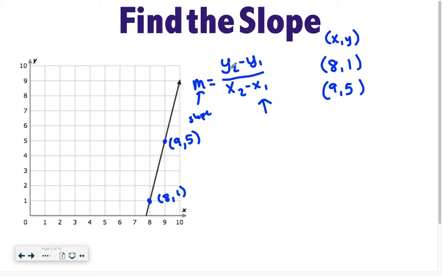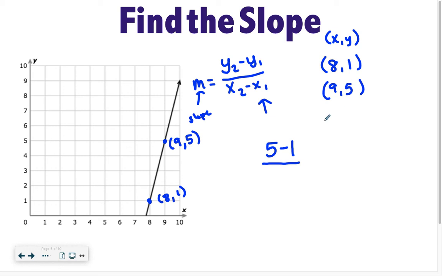I'm going to take my y's. It doesn't matter which one you start with. I usually start with wherever I ended up. So 5 minus my other y value, which is 1. A lot of times I will see students do 5 minus 9 over 1 minus 8. That's not right, because if you do that, you're doing y minus x over y minus x. We want both of our y values on top, and we want both of our x values on bottom.